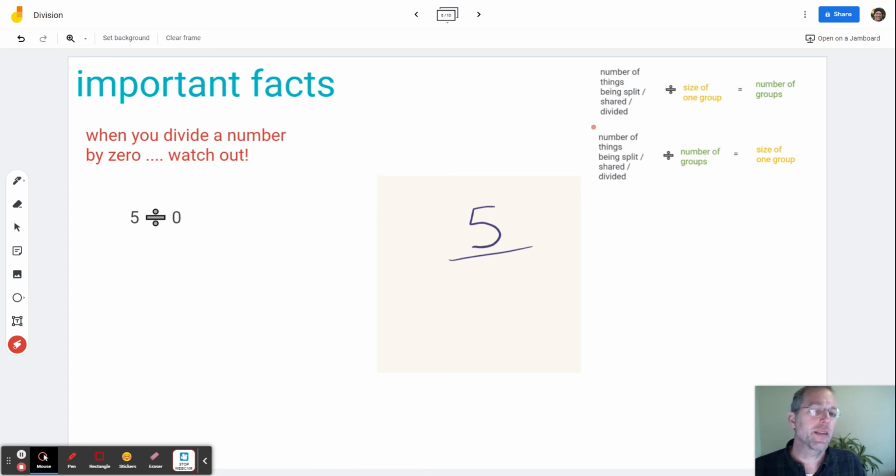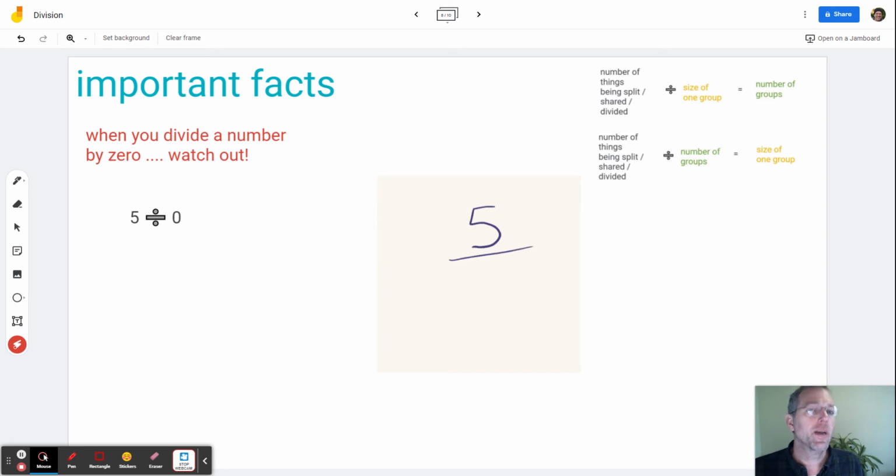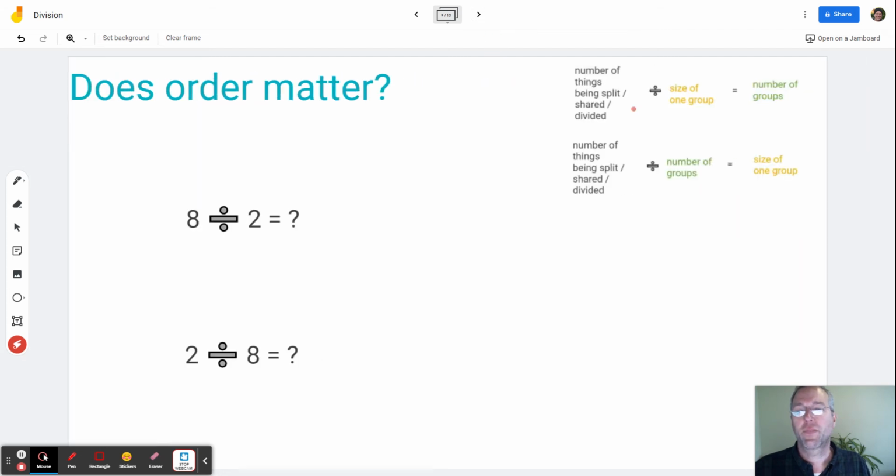The second pattern is going to give me the same answer. So if you want to, try it on your calculator. 5 divided by 0. You'll find out that there is no answer. It'll probably say error on the screen of your calculator.